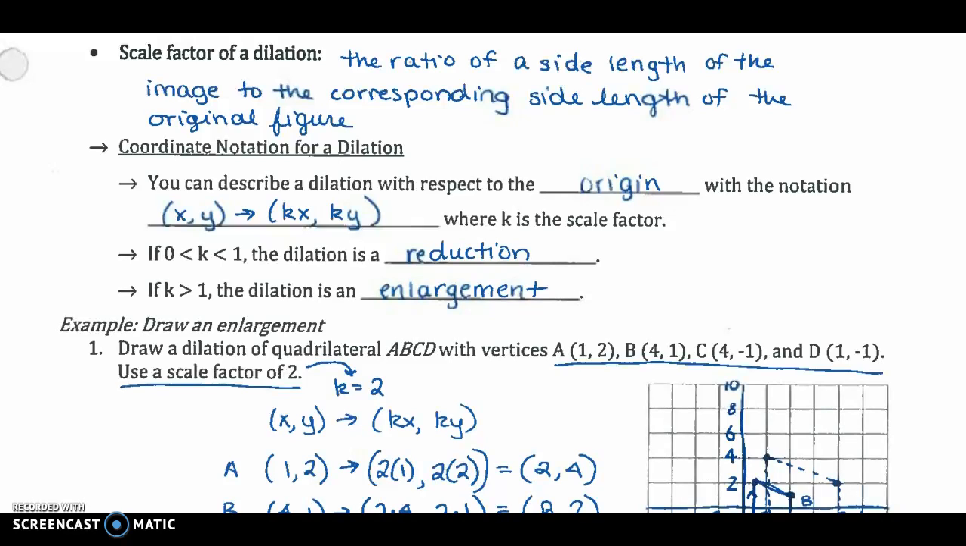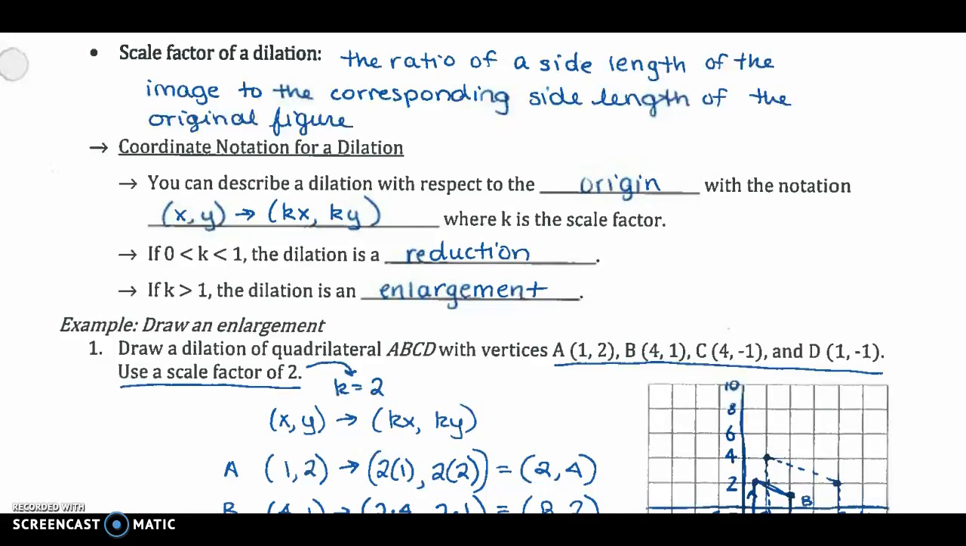Coordinate notation for a dilation is important. You'll need to be able to do this. We can describe a dilation with respect to the origin, which again almost all of our dilations will be, with the notation (x, y) to (kx, ky), where k is the scale factor. So when we say kx or ky, we mean k times x, k times y.